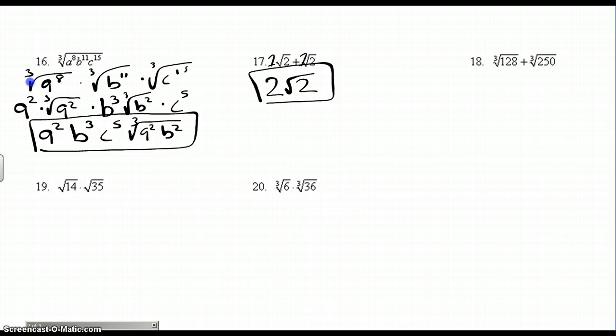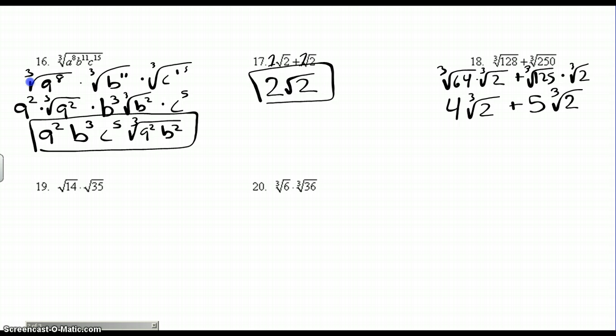For number 18, I need to simplify first because the only way we can add like terms is if they are the same number underneath that radical. So right now we cannot do that. So I'm going to break the cube root of 128 off into 64 times the cube root of 2. And I'm going to break the cube root of 250 into the cube root of 125 times the cube root of 2 as well. So now the cube root of 64 simplifies to 4, the cube root of 2, and the cube root of 125 simplifies to 5 times the cube root of 2. So now I have 4 cube roots of 2 and 5 cube roots of 2. Add them together, you get 9 cube roots of 2.